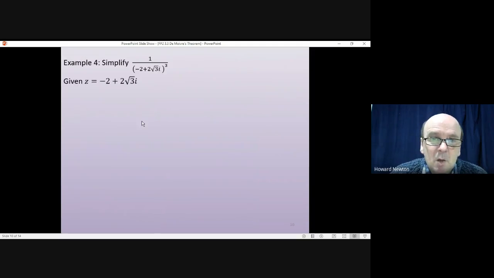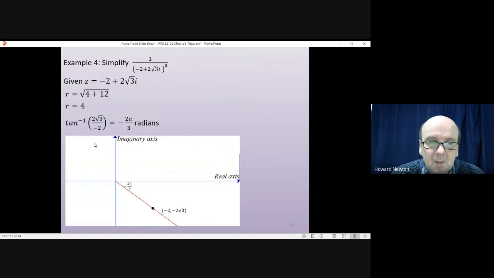Okay, as I said, we'll begin just by considering this complex number on the bottom. z equals minus 2 plus 2 root 3i. We'll find r in the normal way, which is root 16 again, which is 4. Theta in the normal way, which is inverse tangent of 2 root 3 divided by minus 2, which is minus 2 pi by 3 radians. Now, on an Argand diagram, which I have drawn this time, it'll be down here. The minus 2 pi by 3 is the angle with the positive real axis.